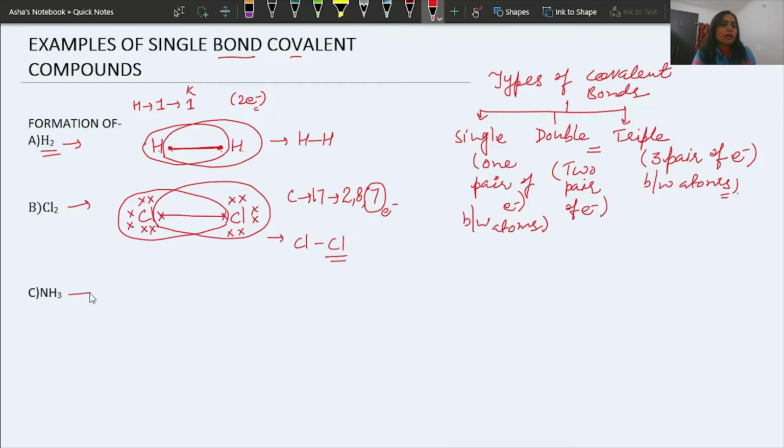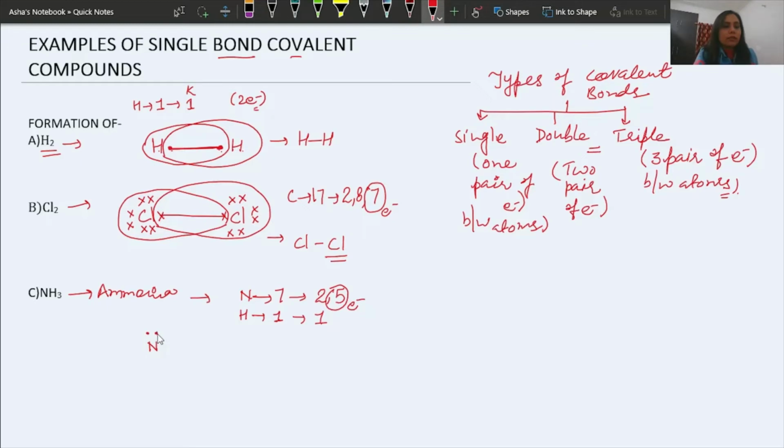Now if you see NH3, which is also called ammonia, in this case it is having nitrogen and hydrogen atoms. Nitrogen atomic number is 7, so its electronic configuration is 2, 5. Hydrogen's atomic number is 1, so its electronic configuration is also 1. Now here in this case, nitrogen has 5 valence electrons, so we will draw 5.